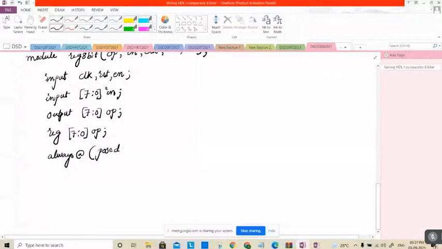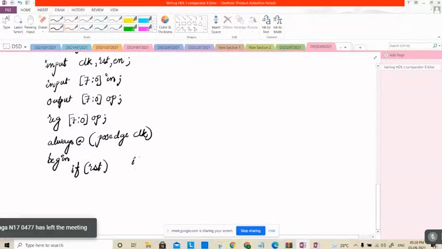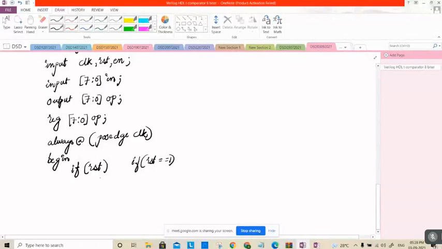Now, always at the positive edge of the clock, whenever there is a positive edge of the clock, then this block must get executed. Always at positive edge of the clock, begin. If reset, if reset is equal to 1. Are these both the same? Yes, sir. Okay, right, both are the same. So if you are not mentioning anything over here, it is going to take the true case. True reset value. So it doesn't matter whether you are giving 1 or not.